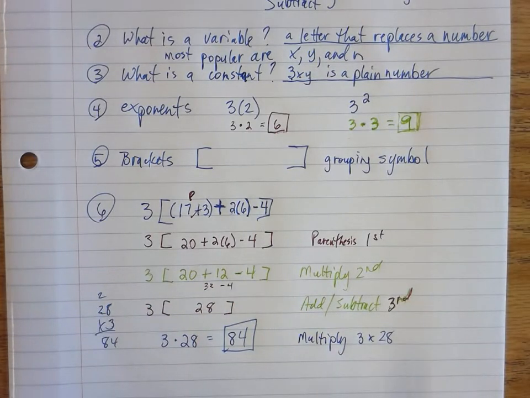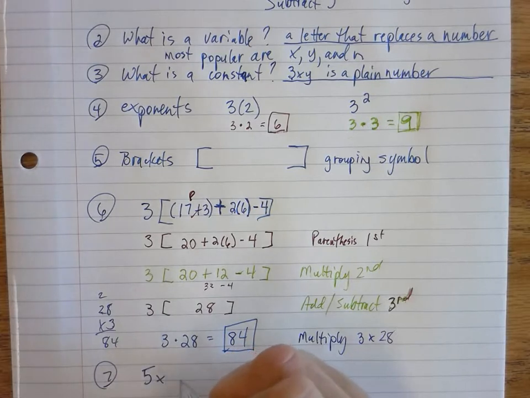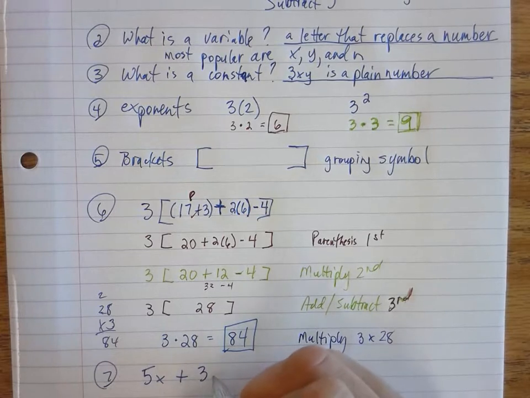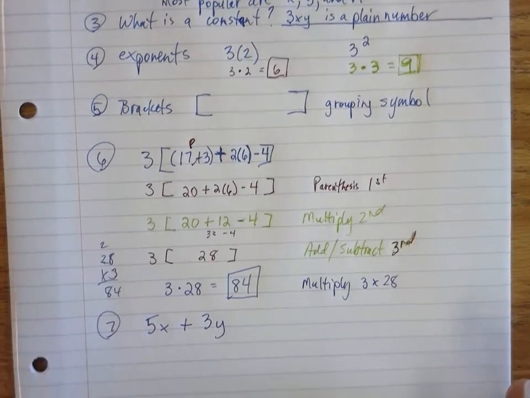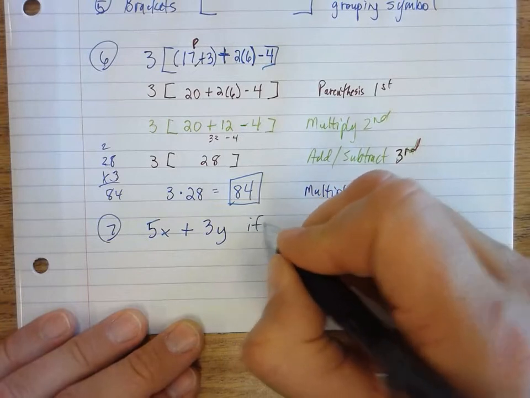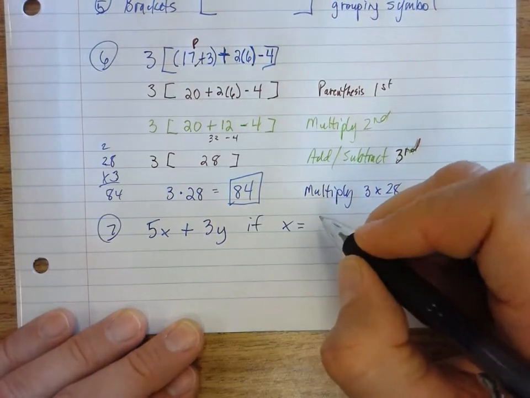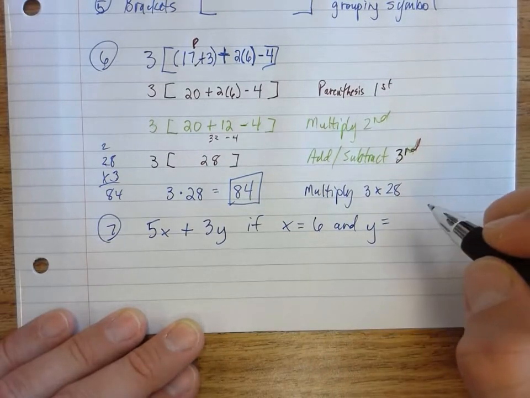Okie dokie. Now, let's try another one. Let's try one that's got a little variable action in here. So let's say we've got 5x plus 3y. I'm going to slide this down a little bit. If x equals 6 and y equals 11.